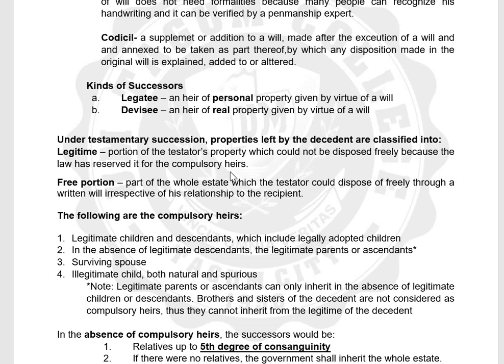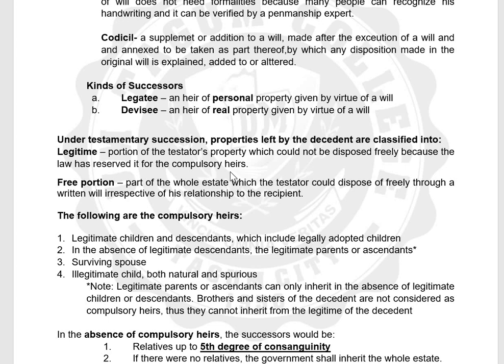So yung free portion naman, okay, para siyang residual, no? Kasi may specific part ng property, no, portion of the property na dapat nasa legitime. Okay? So, after the legitime is the free portion. It is the part of the whole estate which the testator could dispose of freely through a written will irrespective of his relationship to the recipient.